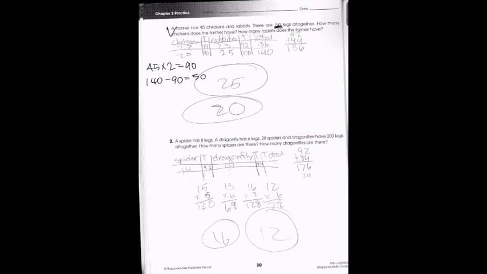And the difference in legs between a chicken and a rabbit is going to be 2 legs. So 50 divided by 2 is going to give us the number of rabbits we have, so we're going to have 25 rabbits. Then knowing that in total we have 45 animals, we're going to have 45 minus 25, or 20 chickens. So we have 25 rabbits and 20 chickens.